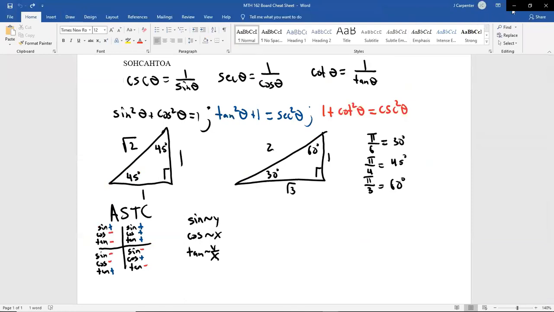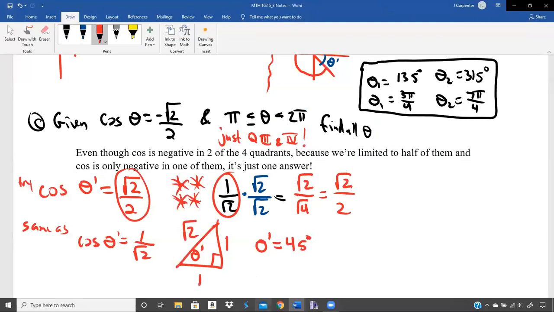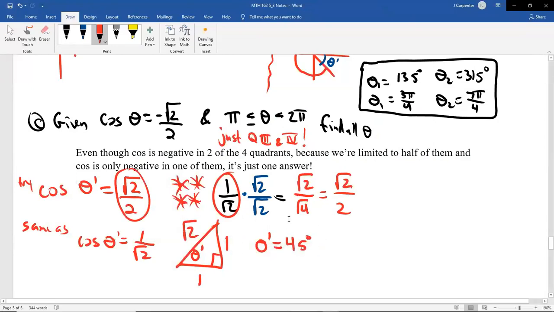1, square root of 2. It just makes it easier to configure that. And again, that same issue can pop up with the 30, 60, 90. So we know our reference angle is 45 degrees, but we need to put this in which quadrant? Well, we're limited to quadrants 3 and 4. So we're dealing with cosine. Cosine is negative.